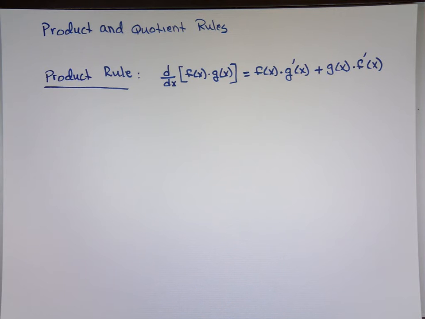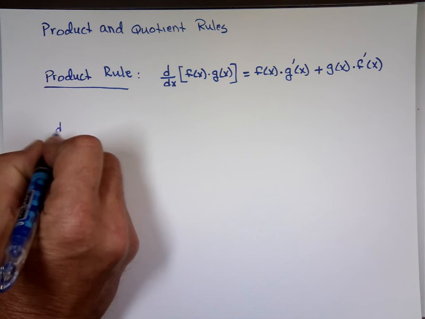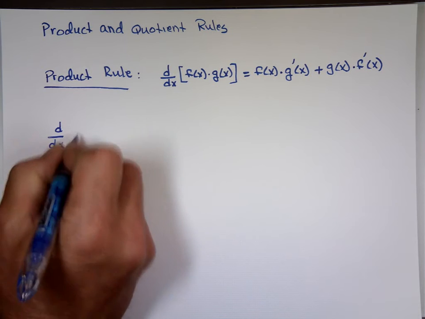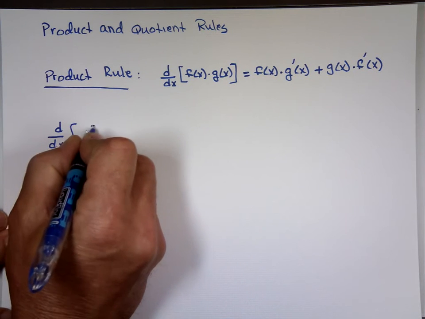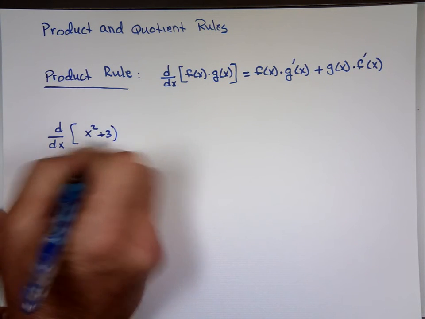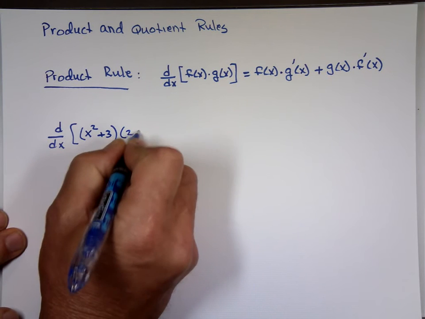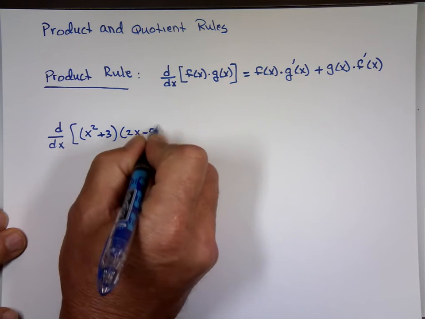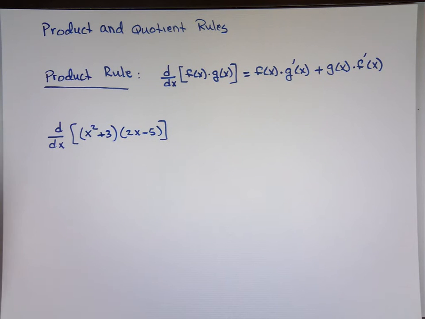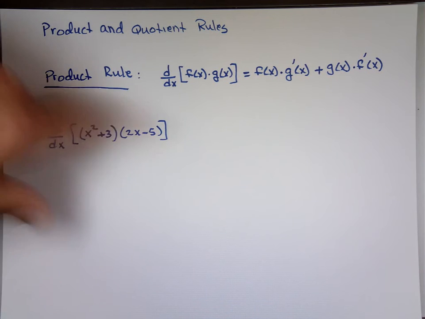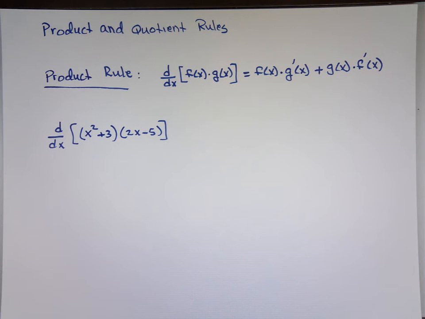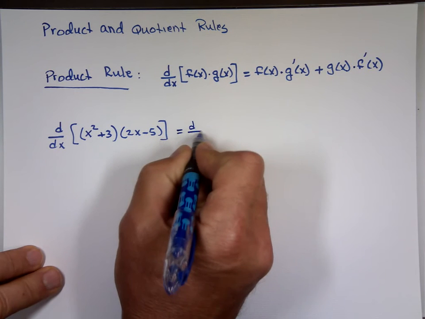An example. If I said to you, what's the derivative of x squared plus 3 times 2x minus 5? Now, if somebody gave me that question, me personally, I probably will FOIL this one out, then take the derivative. That'll be the easier way, because if you FOIL this one out, you will have this. I'll do it both ways.